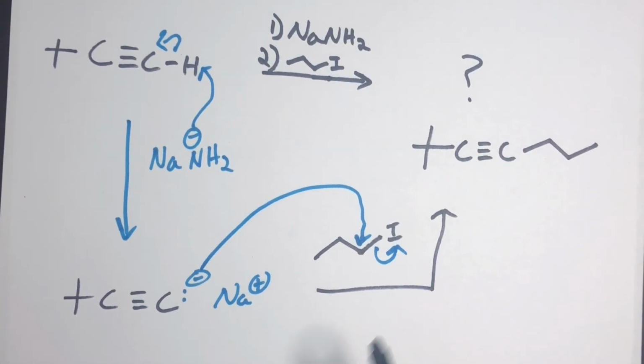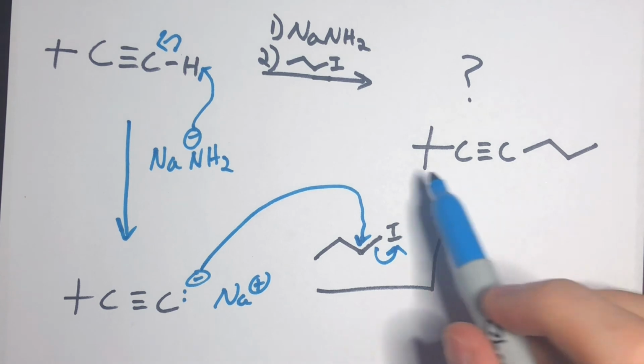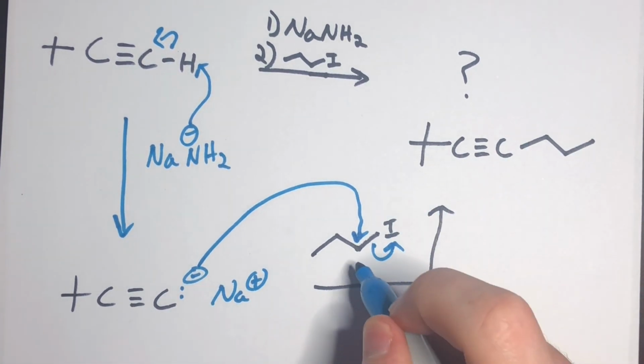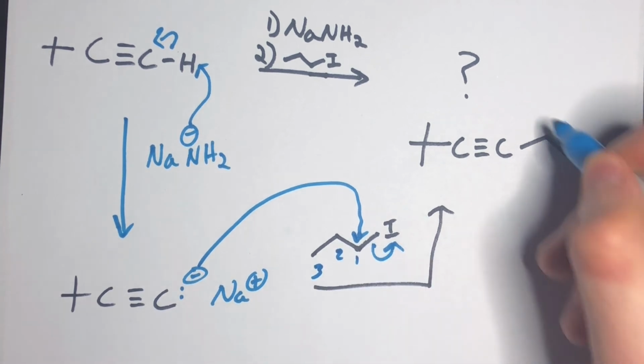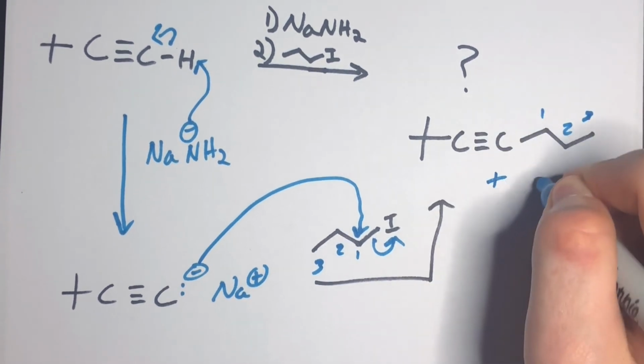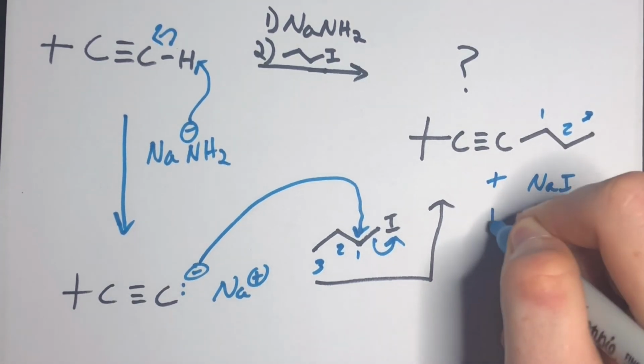Always count your carbons to make sure that you have the correct number. So here we have our t-butyl group, carbon-carbon triple bond, and then we added 3 carbons: 1, 2, 3 carbons. So this is the final product. And again, we have byproducts of sodium iodide and ammonia.